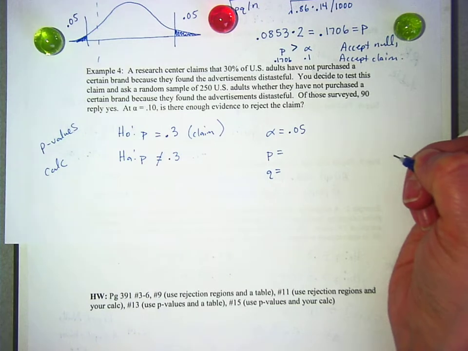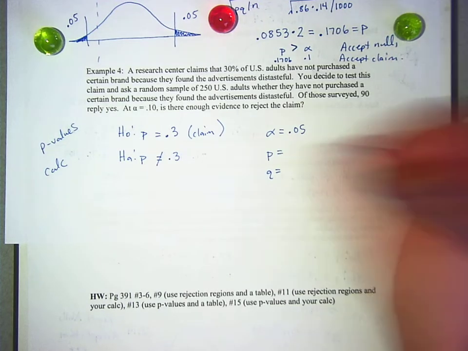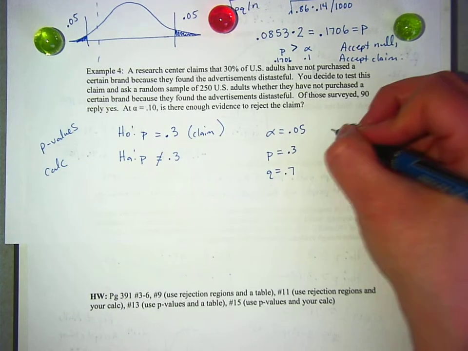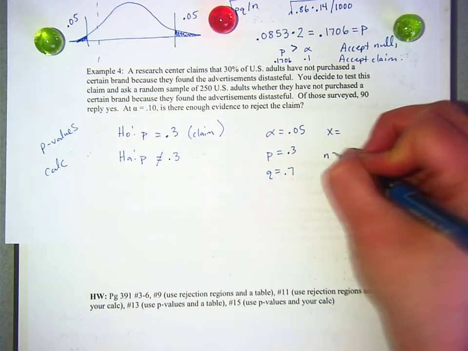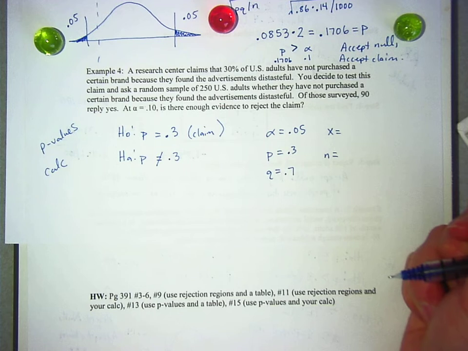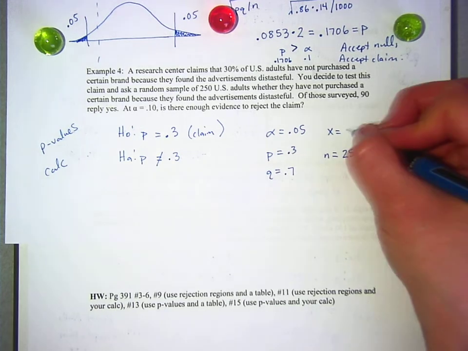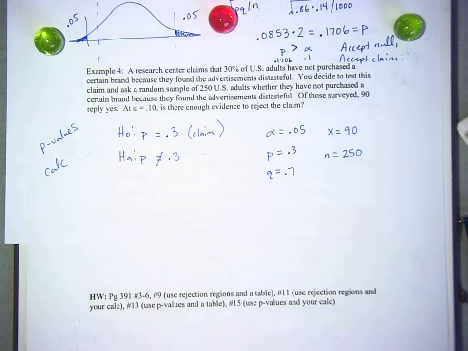P is 30, q is 70. We don't have a p hat. We must have an x and an n. What's x and n? N is 250. X is 90. Yes. All right, so let's do this using our calculator. We don't even have to draw a picture this time. So stat tests, number 5.